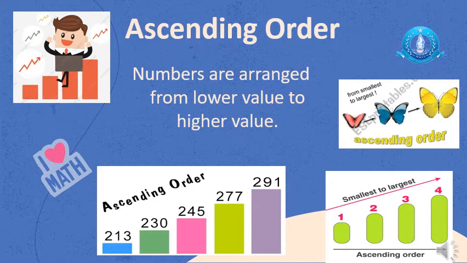Look at the example. Can you see this butterfly example? Smallest to biggest. When you will arrange anything from smallest to biggest, it will be ascending order. Look at these numbers. 213, then a big number is coming. 230, then 245 is bigger than 230, then 277 is bigger than 245, and 291 is bigger than 277. So it's moving from small number to the big number. When you will arrange from small number to big number, it will be ascending order.